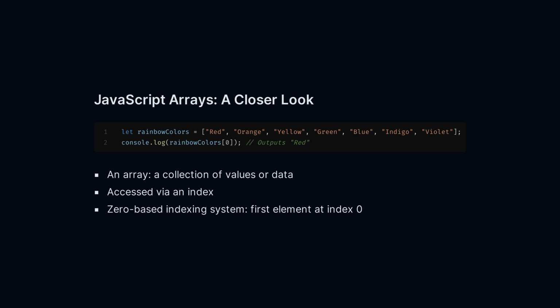Let's take a closer look at JavaScript arrays. Structurally, arrays are collections of values or data, and these data pieces can be of any type. You access the values in an array through an index, a number referring to a position in the array. But remember, arrays in JavaScript start counting from 0, not 1, following what we call a zero-based indexing system. This means that the first element is found at index 0, the second element at index 1, and so on.